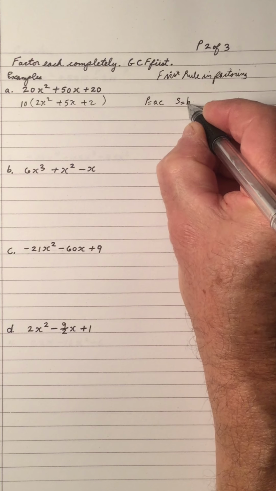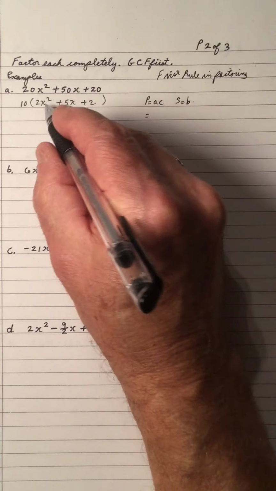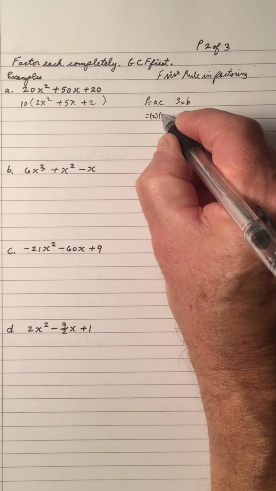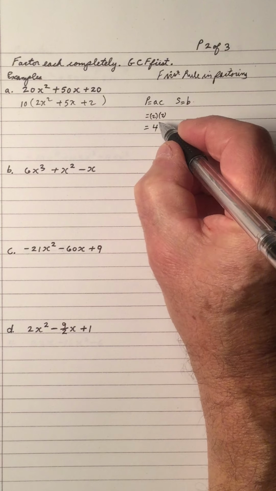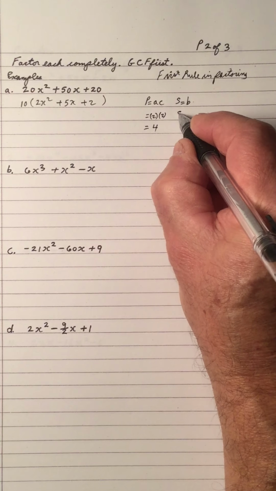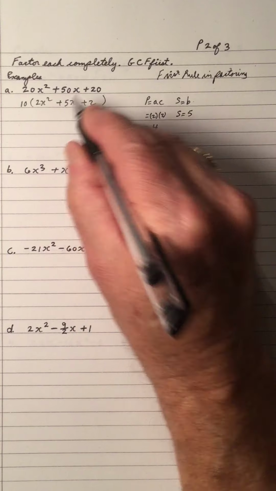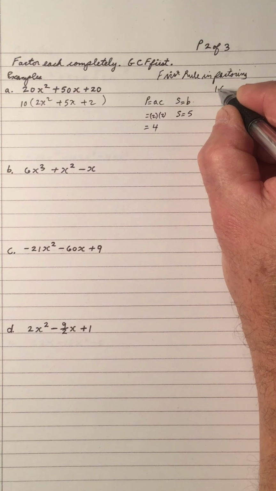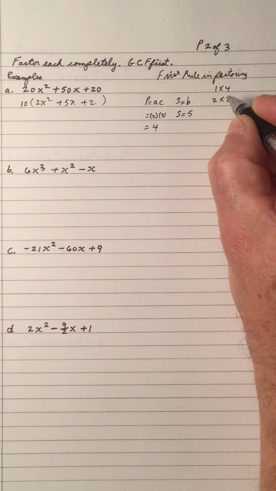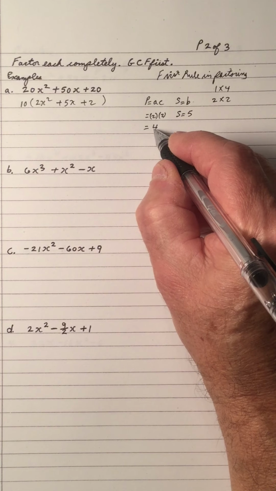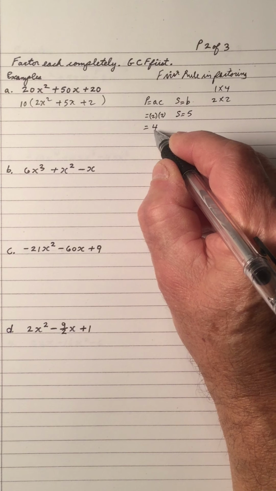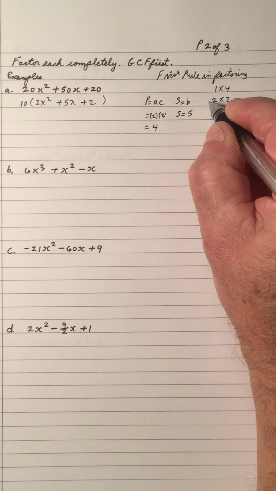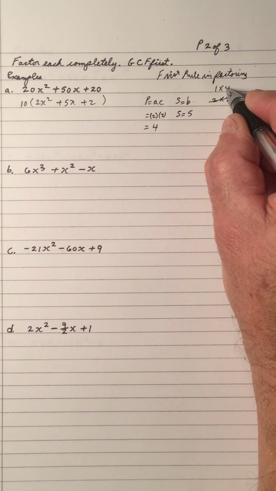The product is a times c. The sum is b. So a is 2 and c is 2, so the product is 4. And the sum is b. B is 5. So the factors of 4 are 1 times 4 and 2 times 2. Because the product is a positive 4, the factors are going to add up to give you a 5. If you add 2 and 2, you get a 4. So 1 and 4 add up to give you 5.